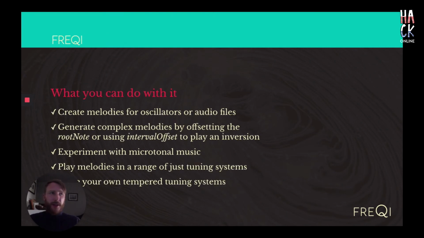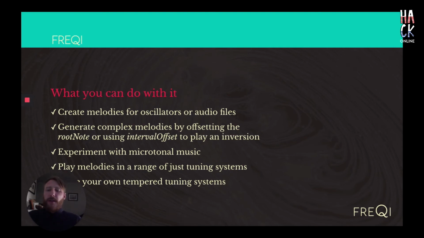So, to summarise what Freqi can now do, you can create melodies for oscillators or audio files. It's been able to do that since its inception. And you can create complex melodies, huge arrays of more complex melodies by offsetting the root note at some point, or offsetting the actual interval in the array that you have. And when dealing with arrays of arrays, this can be really useful. You can then play with inversions.